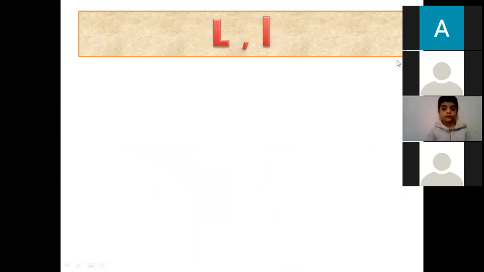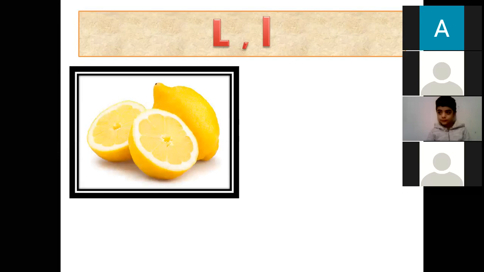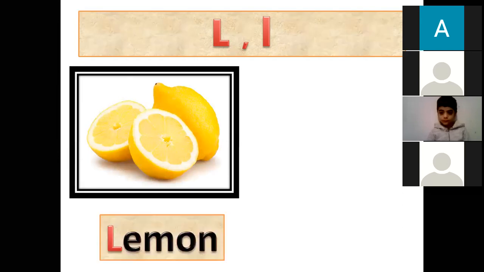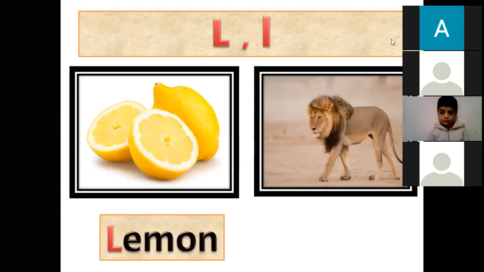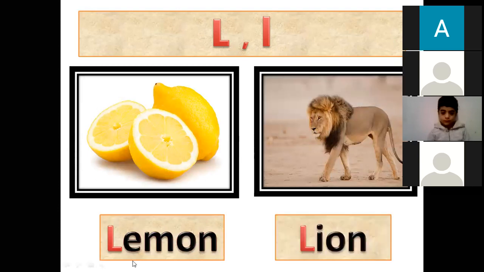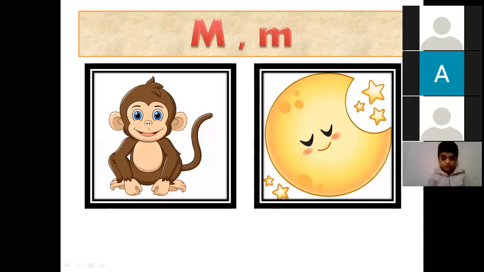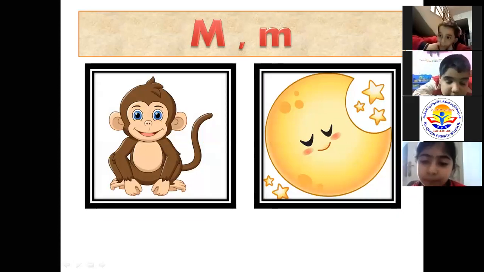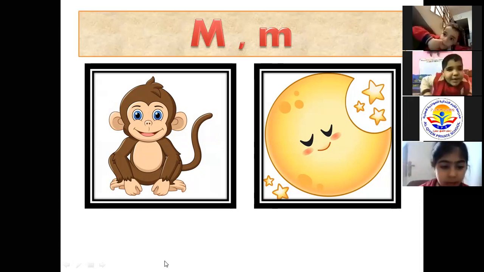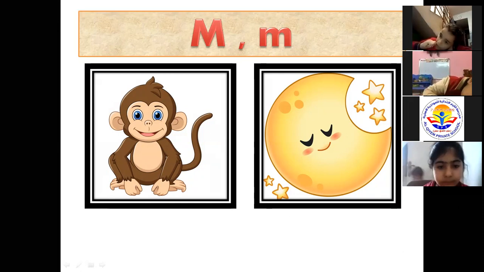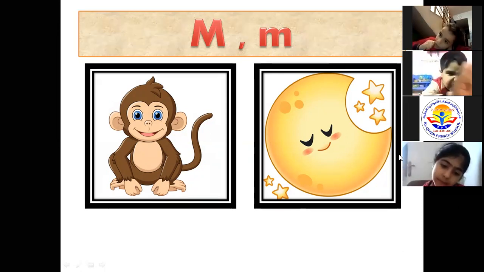Okay, now we have this one. Abudi, what's this letter? L, very good. L for? Lemon. L for? Lion. Lion, good for you, Abudi. L for lemon and L for lion. What about this one? Yes, Rawan. What's this letter, Rawan?